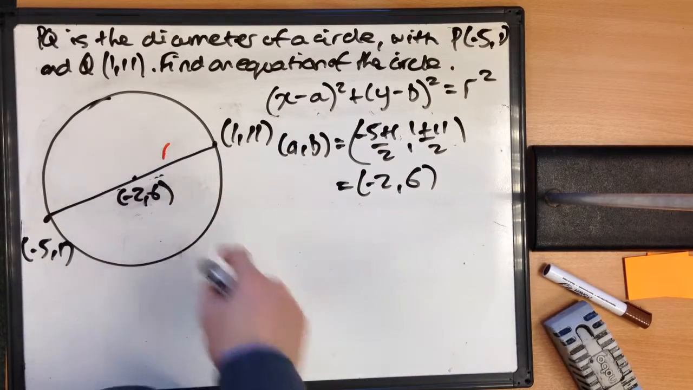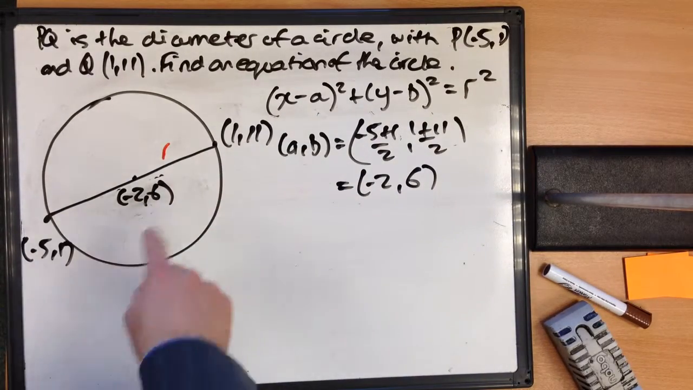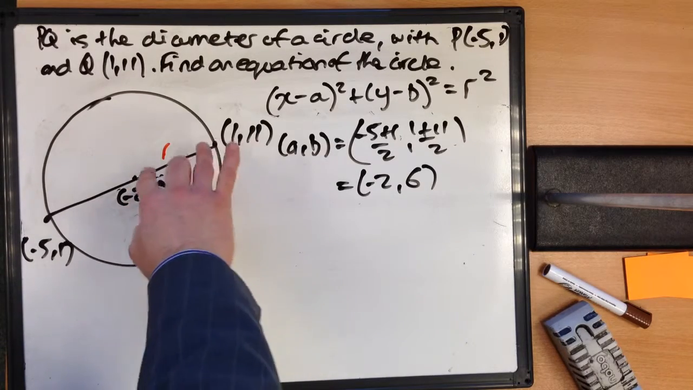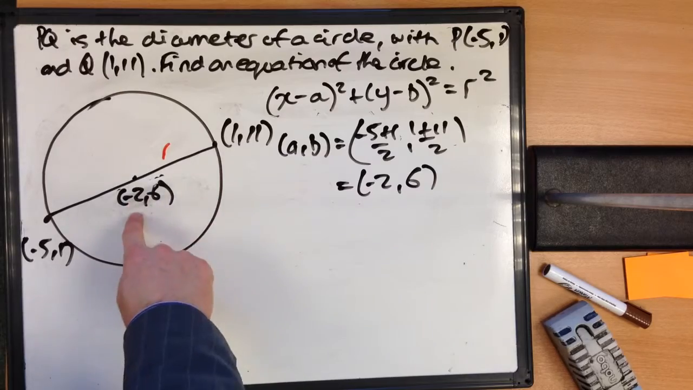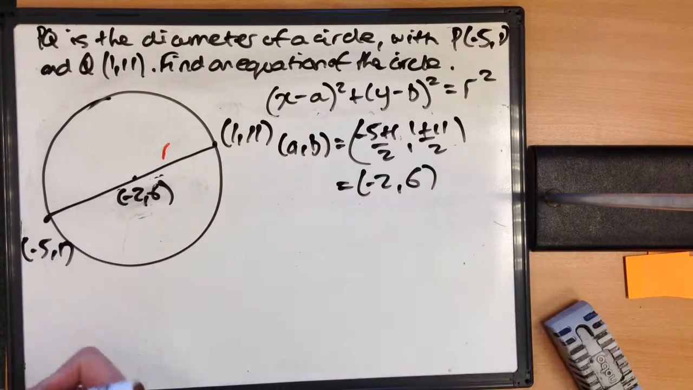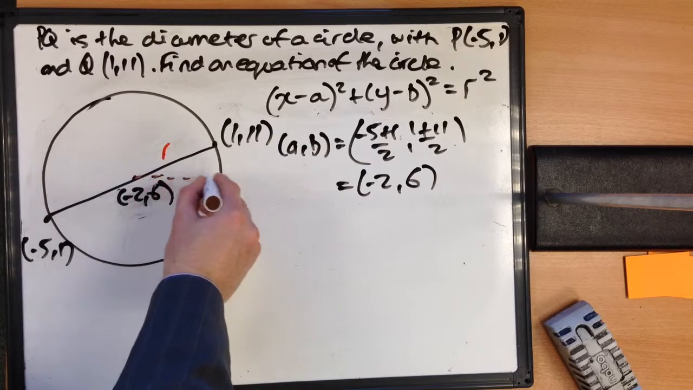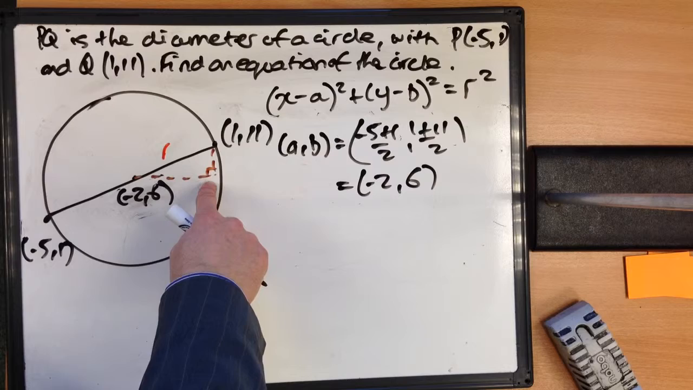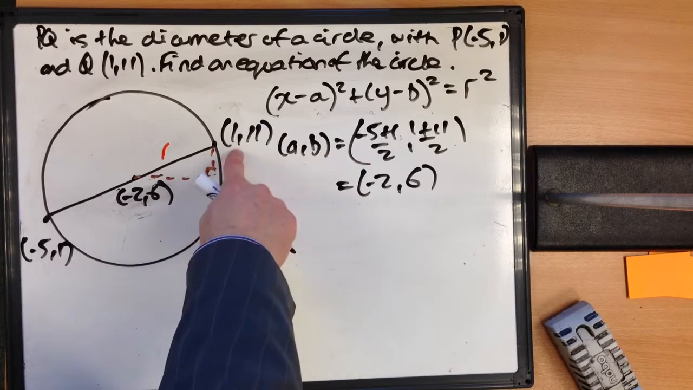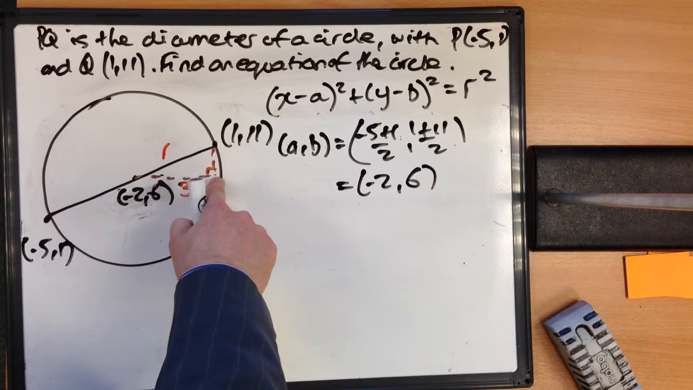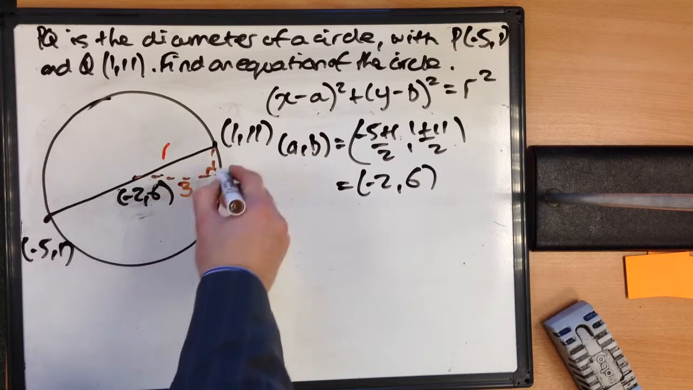To find the value of the radius, we've got a couple of choices. Firstly, we could find the length of the diameter and halve it, but we have enough information now to go directly to the radius using the centre of the circle and a point on the circumference. To find out the length of the radius, we are again going to use Pythagoras' theorem. I'm going to draw the triangle in there. This distance is the difference between the x-coordinates, so 1 minus minus 2, which is 3. And this is the difference in the y-coordinates, so 11 minus 6, which is 5.